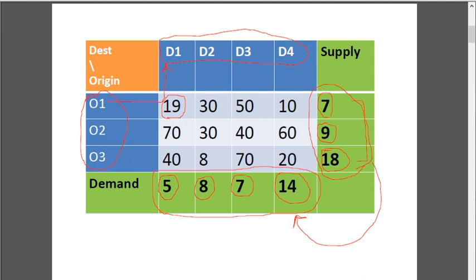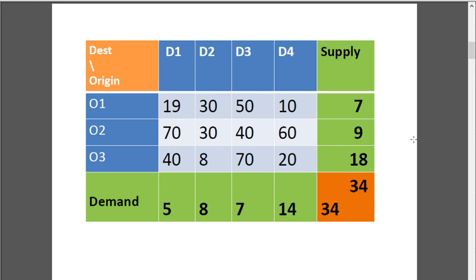Similarly, from origin 3, if I want to transport a commodity to destination 3, say, then the cost per transportation would be 70 rupees. So this is the overall view of the transportation problem, and we'll be seeing how to satisfy these demands from the given supply using the northwest corner method in this tutorial.